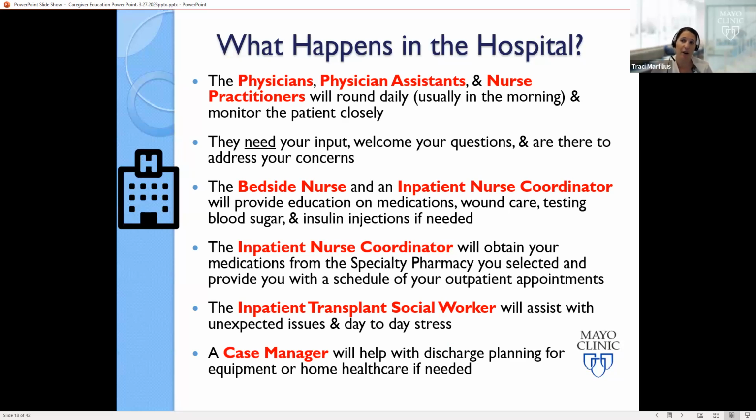So in that social work appointment, the patient was asked to register with a specialty pharmacy, and the nurse coordinator will have those medications delivered here to the hospital, and they use them for all of the teaching purposes.